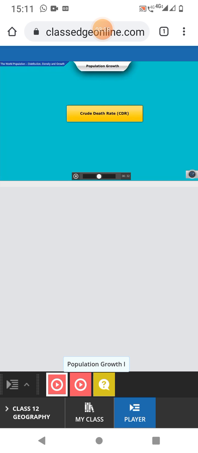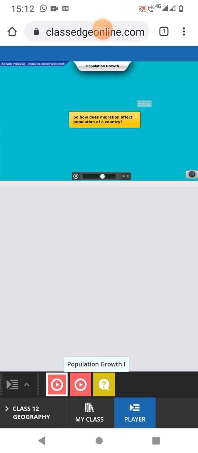Crude death rate, CDR. The crude death rate is the number of deaths occurring among the population of a given geographical area during a given year per 1,000 mid-year total population of the given geographical area during the same year. It is calculated as CDR equals D divided by P into 1000, where CDR equals crude death rate, D equals number of deaths, P equals estimated mid-year population of the year.